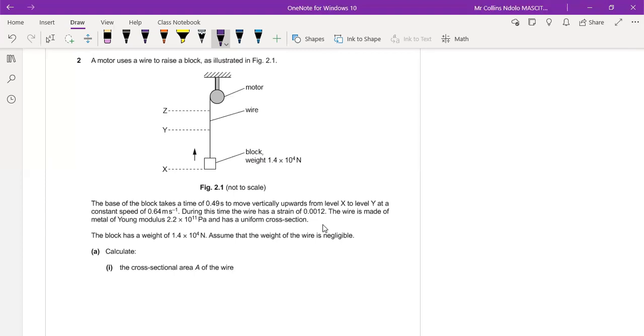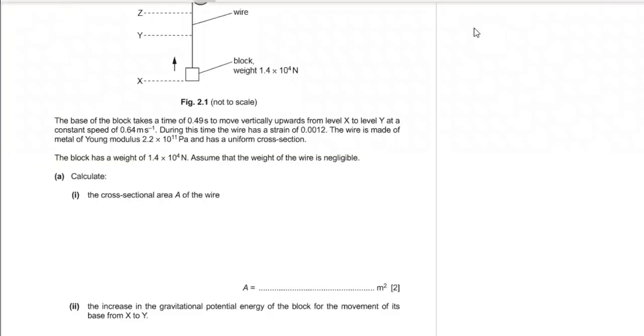Assume that the weight of the wire is negligible. Part A, calculate Roman 1, the cross-sectional area of the wire. So we know that Young modulus is given by stress over strain.